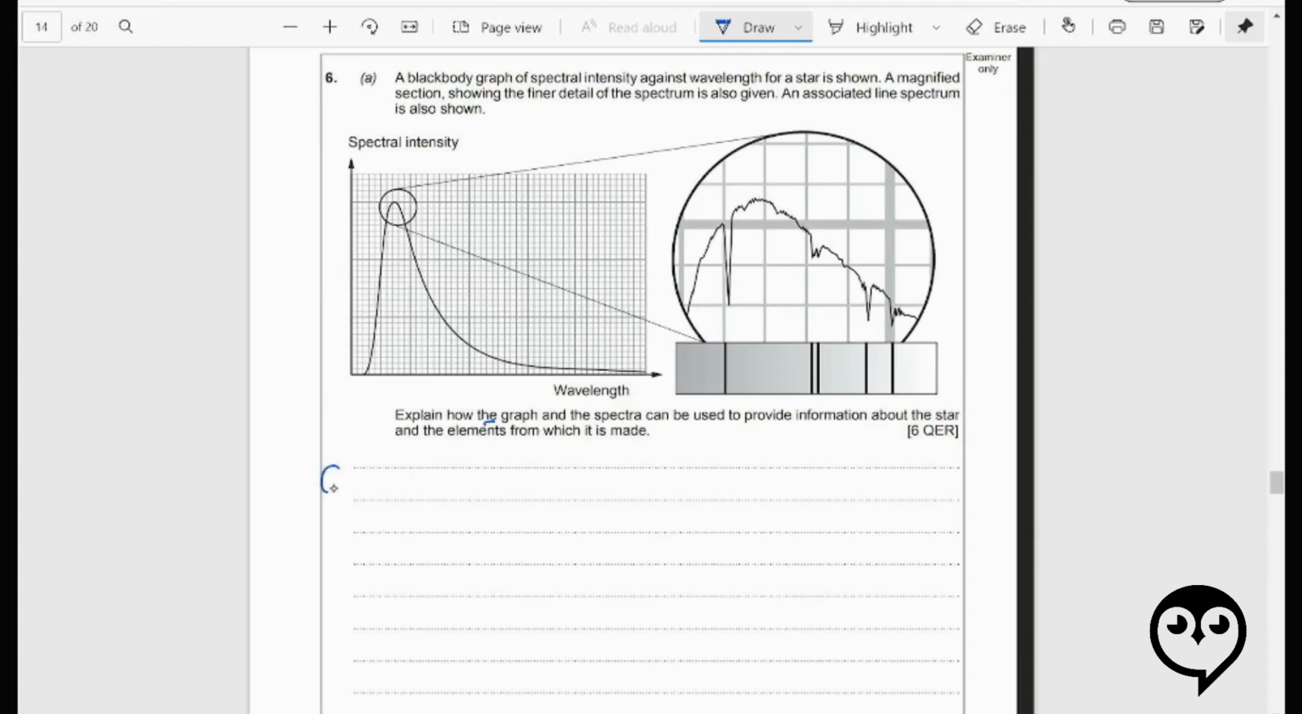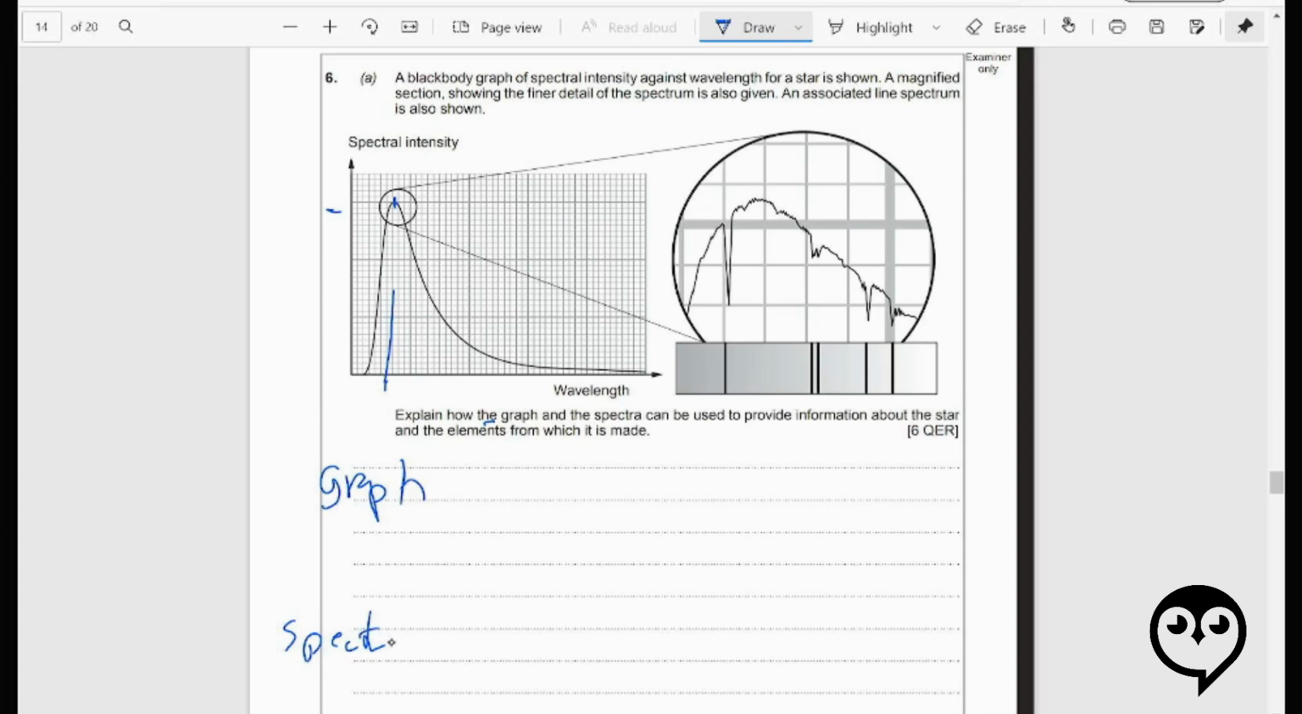Let's break this into what the graph can tell us and what the spectra can tell us. The graph can tell us the peak wavelength, where the intensity is greatest. And then from that, we can use that wavelength to figure out the temperature using Wien's law. And so we can find out the temperature of the star. We also know what color that wavelength is.